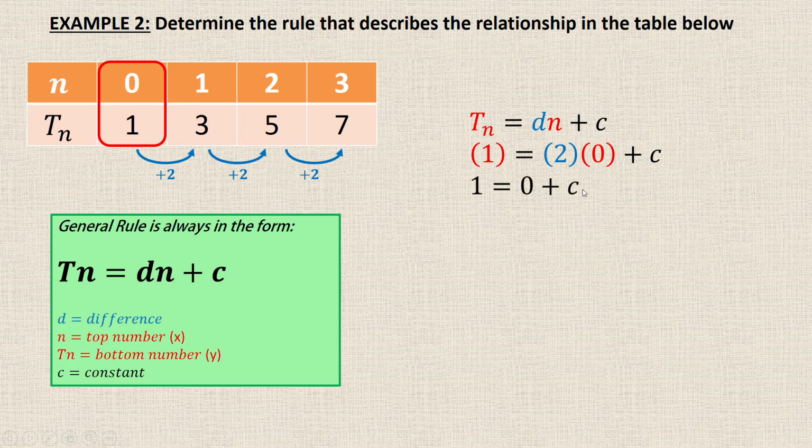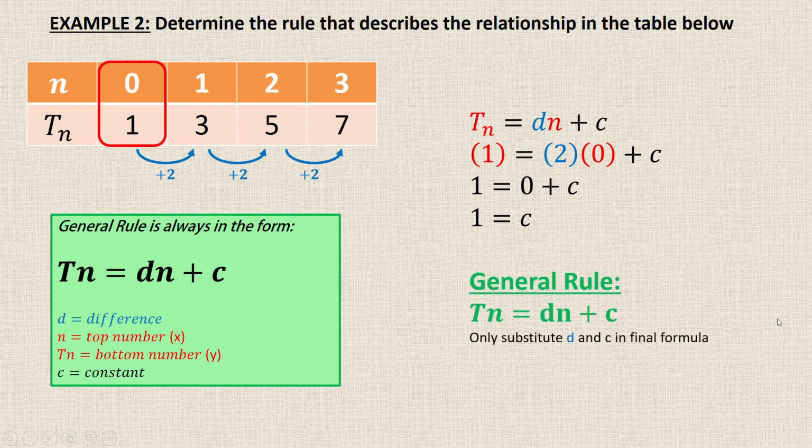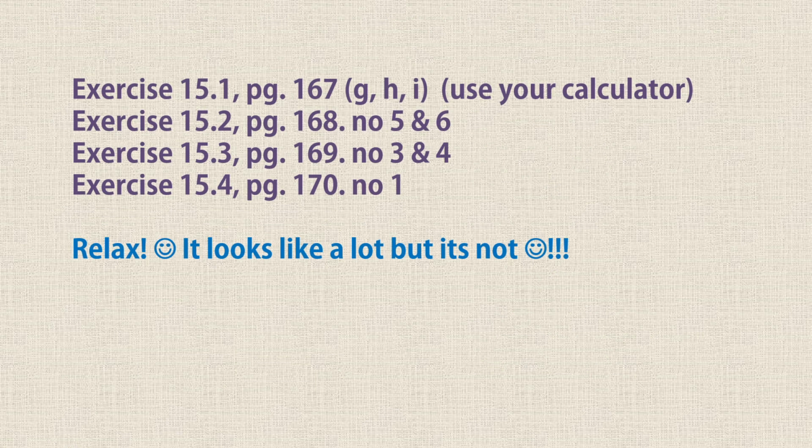0 plus c is equal to c. So my constant is 1, my difference is 2. That's all I need for my general formula. Again, I'm only going to substitute my difference and my constant. My difference was 2, and I figured out that my c was equal to 1, so there's my general rule. Now I can check myself. Is 2 times 1 plus 1 equal to 3? Yes, it is.